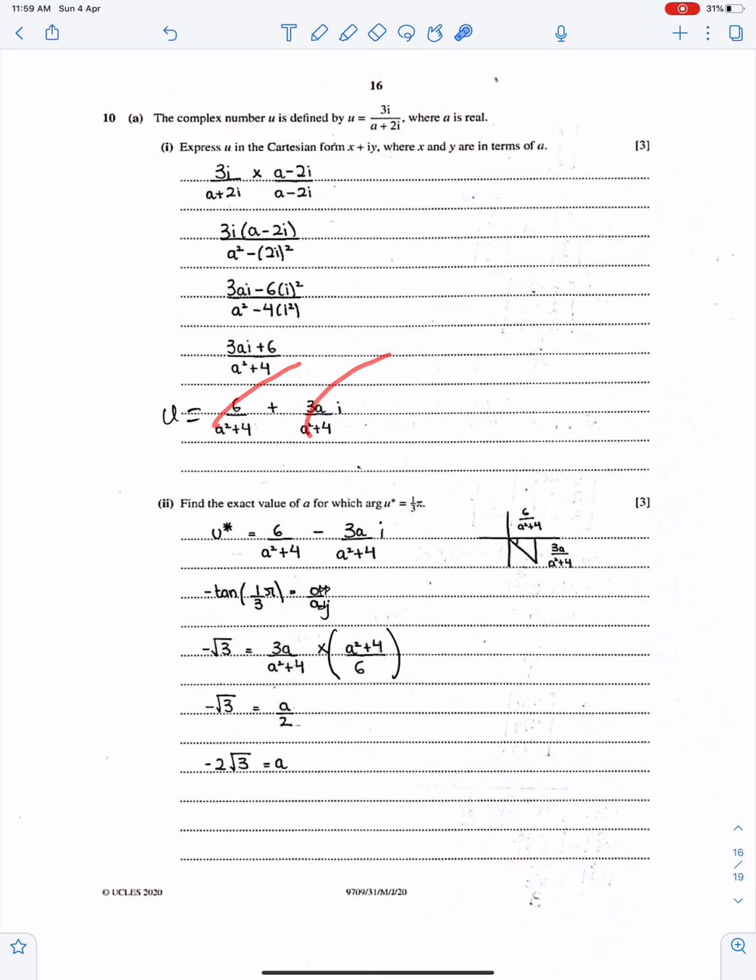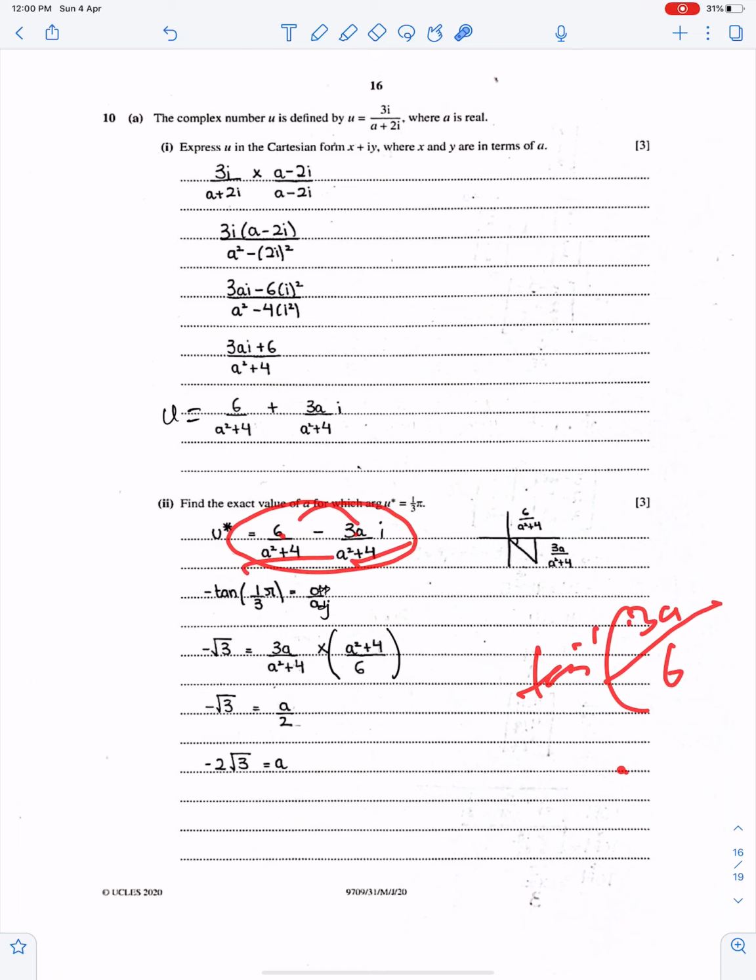Real part, imaginary part. Find the exact value of a for which the argument of u star is pi by 3. Now this is u, and in u star the i has a negative sign, the opposite sign. The imaginary part has the opposite sign in the star. So just find alpha. When you find alpha, it is tan inverse of 3a upon 6, because the denominator will be cancelled out. So tan inverse half.